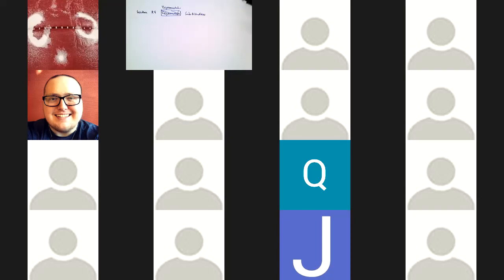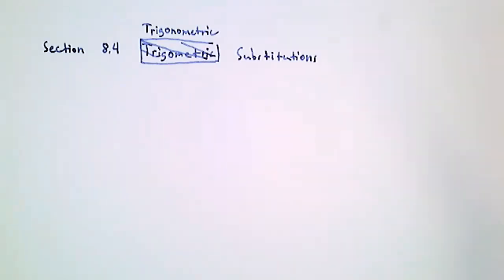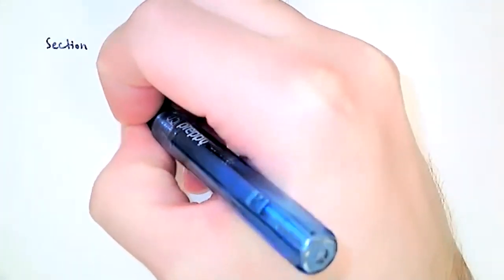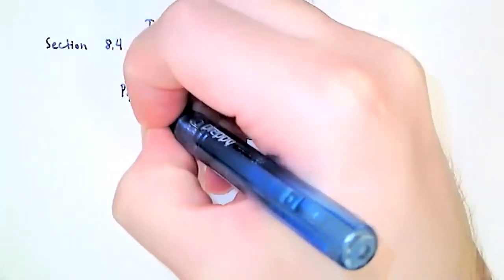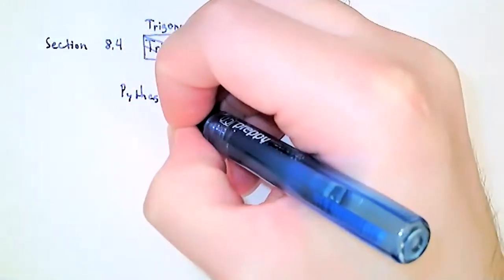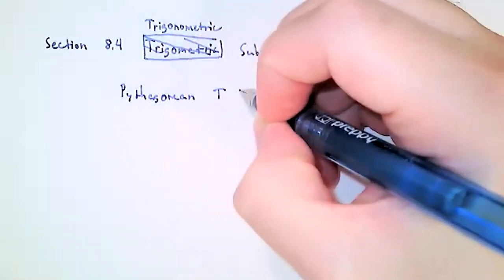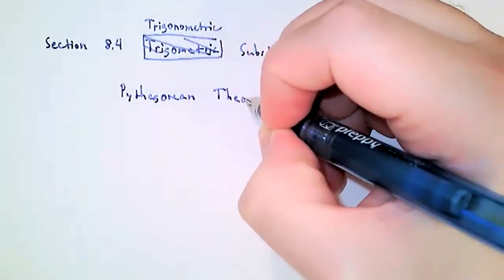So as I just said, we're going to be covering section 8.4 today over trigonometric substitutions. And really what we're going to do today is find some creative ways to apply the Pythagorean theorem. So let me just write down the version of the Pythagorean theorem that we're going to be using this morning. Really, it's two versions.